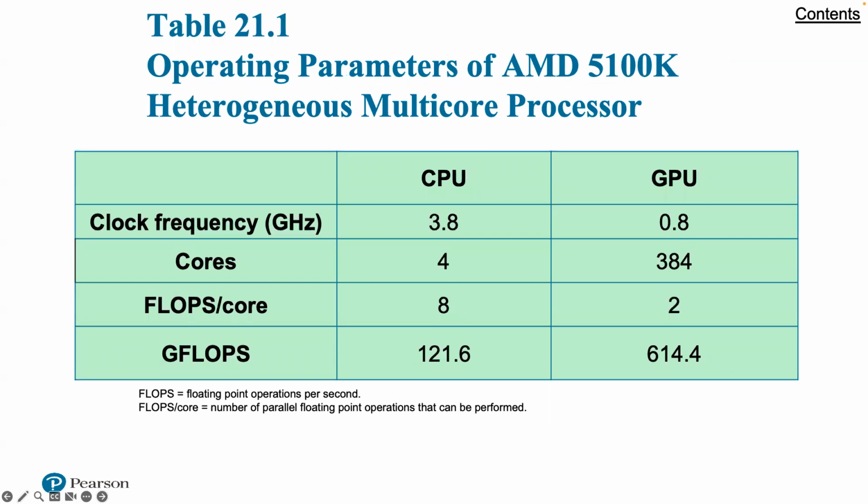Table 21.1 illustrates the potential performance benefits of combining CPUs and GPUs for scientific applications. This table shows the basic operating parameters of an AMD chip, the A10 5800K. For floating point calculations, the CPU's performance at 121.6 gigaflops is dwarfed by the GPU, which offers 614 gigaflops to applications that can utilize the resource effectively.